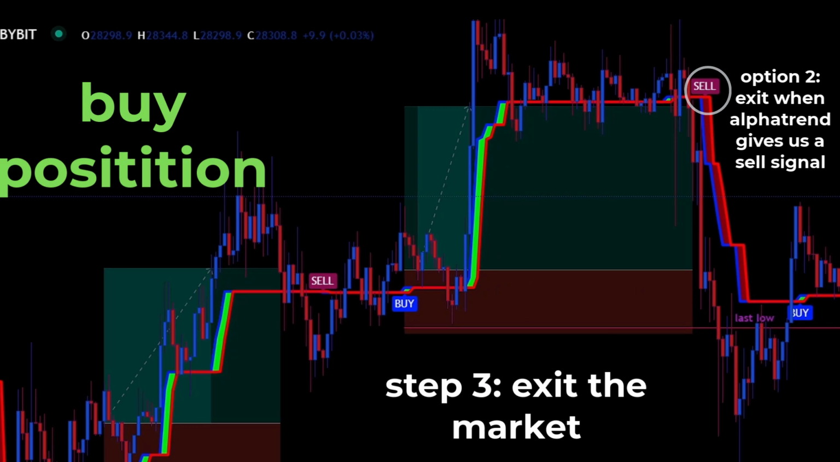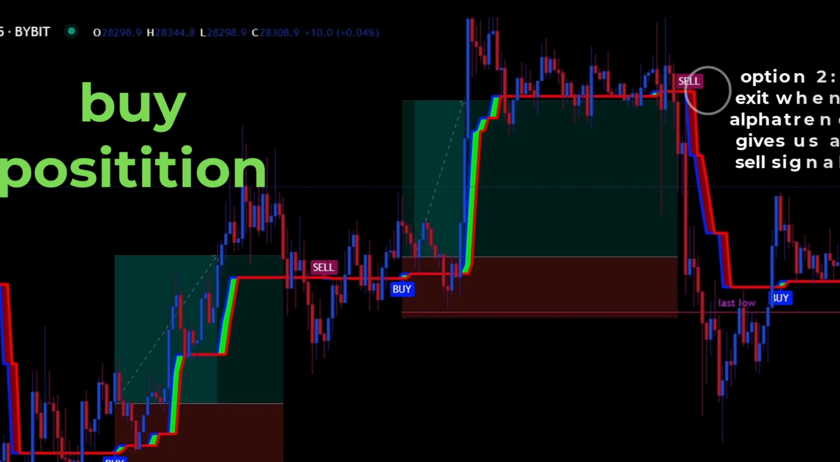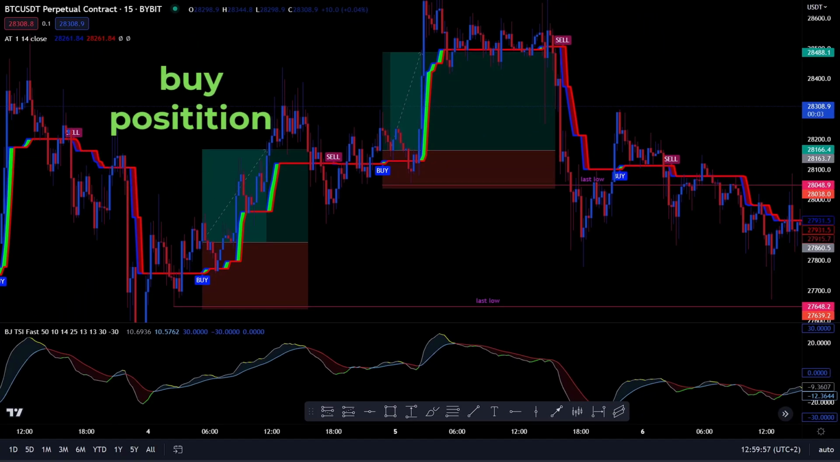Option 2. We exit whenever the Alphatrend gives us a sell signal. In our second entry, we exited on that exact very moment, banking us a nice profit also. Either option is a viable exit strategy, and sometimes the one or the other exit is better, but we cannot be sure beforehand. In other words, you can choose whichever option suits you best.